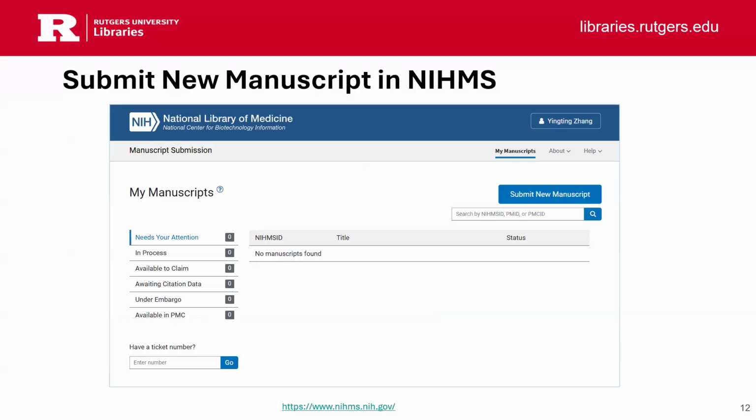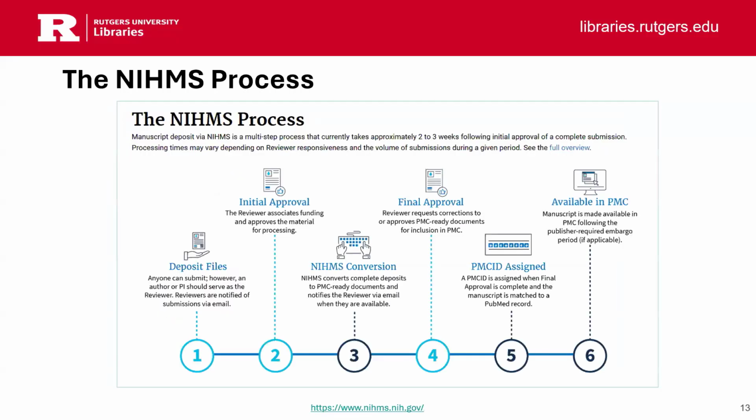This is a screenshot of the NIMS submission system. So you can start a new manuscript by clicking the blue button. And I mentioned that it's important to approve twice. So this is the flow chart of the submission process in the NIMS system.